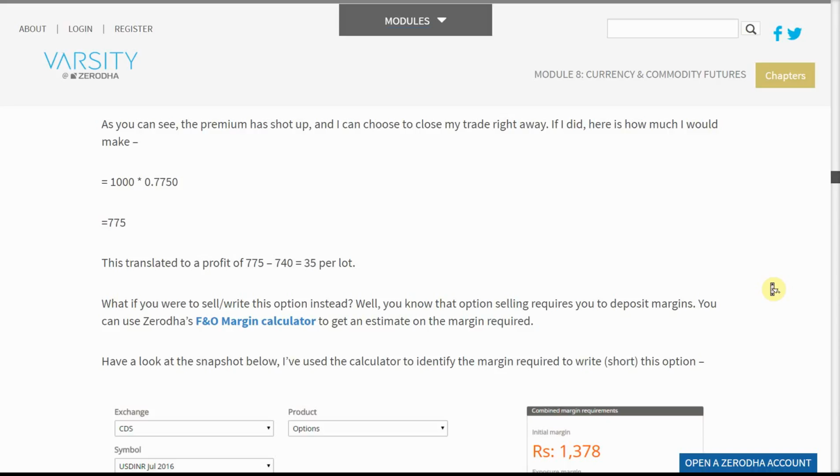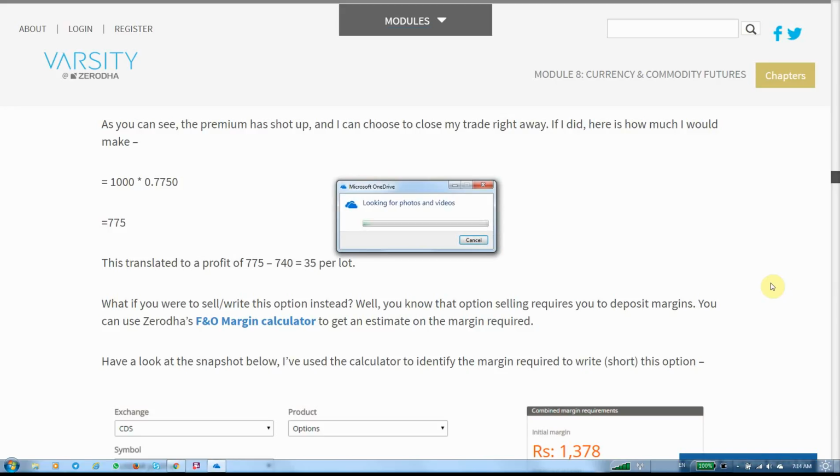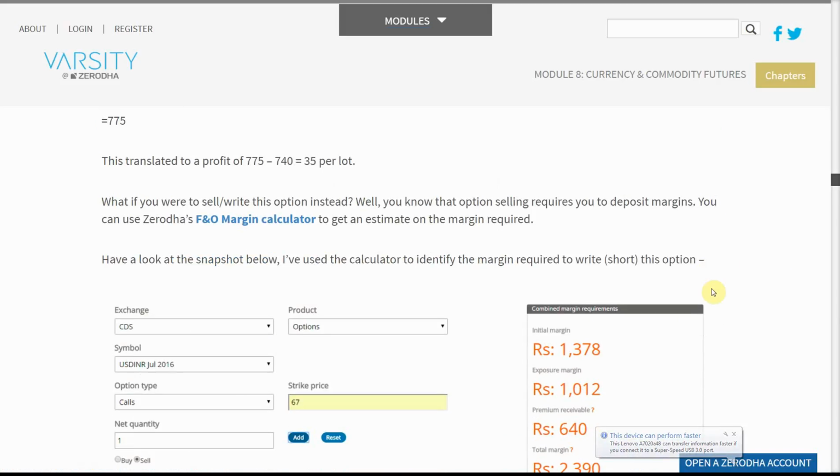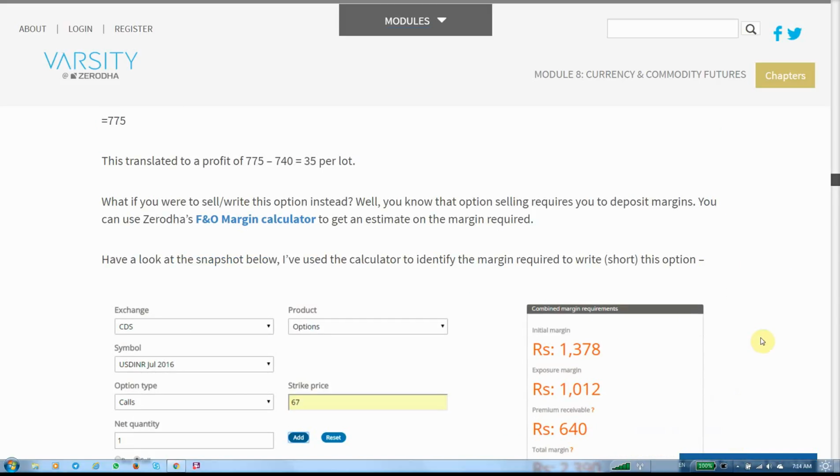What if you were to sell this option instead? Well, you know that option selling requires you to deposit margins. You can use Zerodha's F&O margin calculator to get an estimate of the margin required. Have a look at the snapshot below. I've used the calculator to identify the margin required to write short this option. As you can see, the margin required is 2,390 rupees per lot. I hope this chapter gives you a basic sense of how the USD INR contracts are designed.